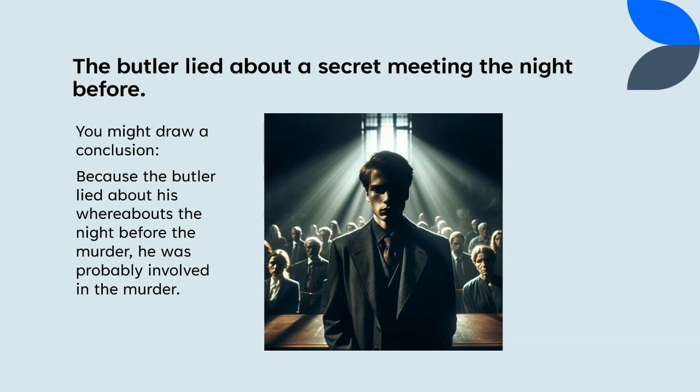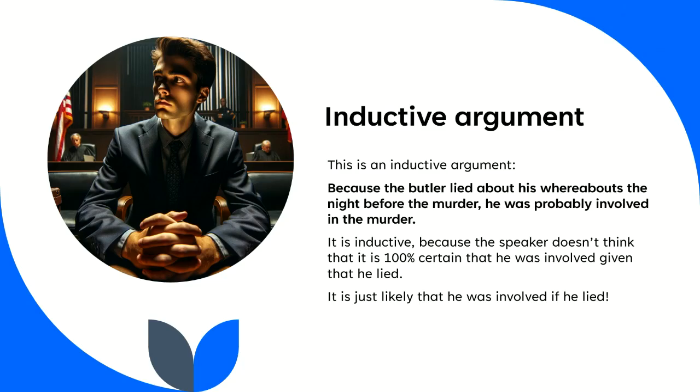Based on this information, you might draw the following conclusion: because the butler lied about his whereabouts the night before the murder, he was probably involved in the murder. You might draw that conclusion. But notice, this is an inductive argument. Why? Because no one would ever say that just because someone lied about their whereabouts the night before the murder, it's 100% certain that they were involved. No, that's crazy, right? Maybe he wasn't involved. It's just very likely that he was involved.